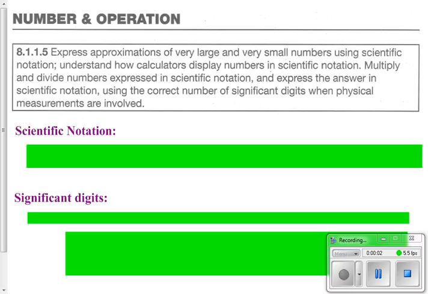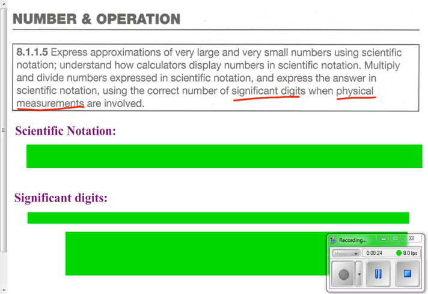Standard 8115: express approximations of very large and very small numbers using scientific notation. Understand how calculators display numbers in scientific notation, multiply and divide numbers expressed in scientific notation, and express the answer in scientific notation using the correct number of significant digits. This is a big one when physical measurements are involved.